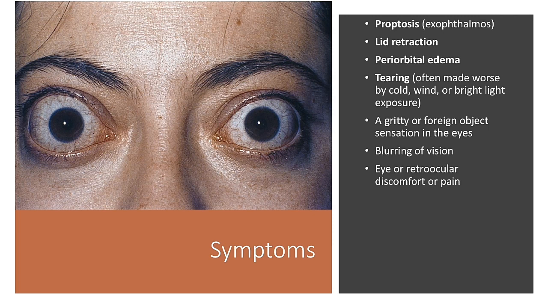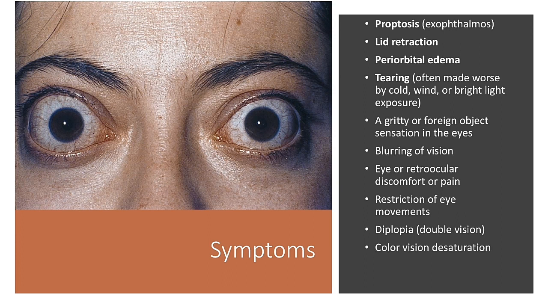Eye or retroocular discomfort or pain due to inflammation and swelling, restriction of eye movements, which can lead to diplopia or double vision, color vision desaturation or dyschromatopsia, which may be an early sign of optic neuropathy and may progress to further vision loss. But how will a physician or precocious medical student make the diagnosis of this disease?